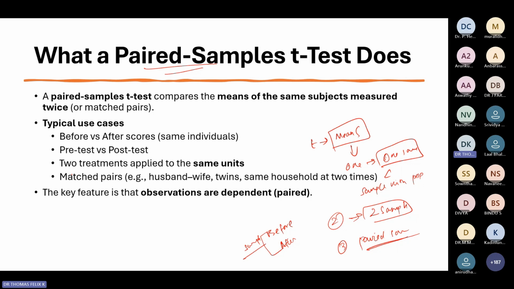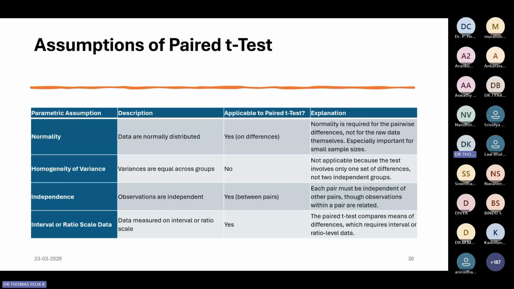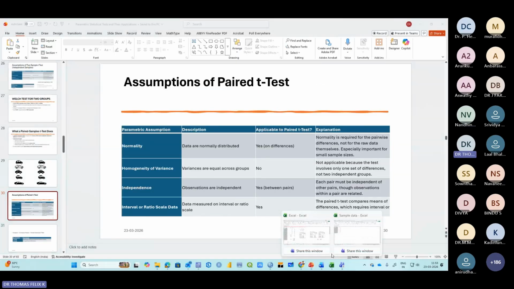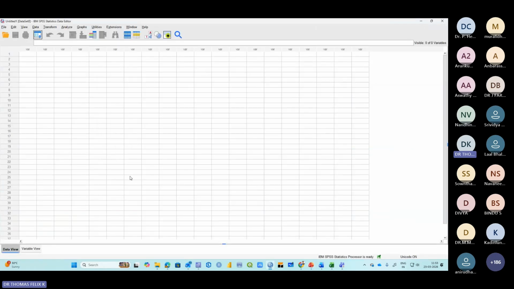For example, before giving the training, or before giving some medicines. You have to note that here it is the same sample, but in the two sample case, as the name itself says, it is the independent sample t-test. Now we are going to do this independent or paired t-test. I'm just opening the Excel sheet, the paired t-test. I have two different miles per gallon columns.